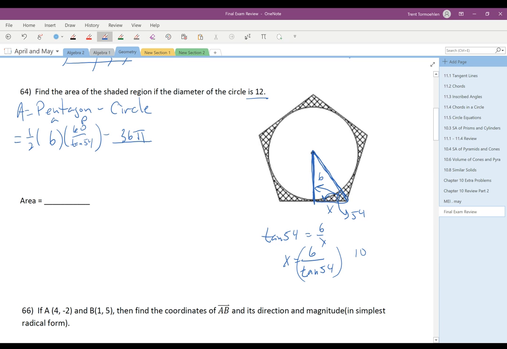and so you're going to get, I'm going to do 1/2 times 6, and so it's going to give me 3. So 3 times 60, divided by tan 54, minus 36 pi. And that gives us 17.68 is the rounded answer to this problem.